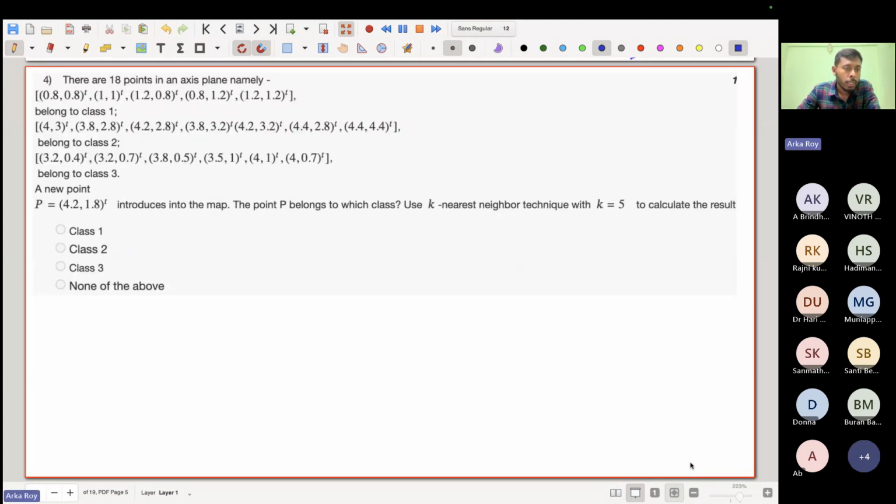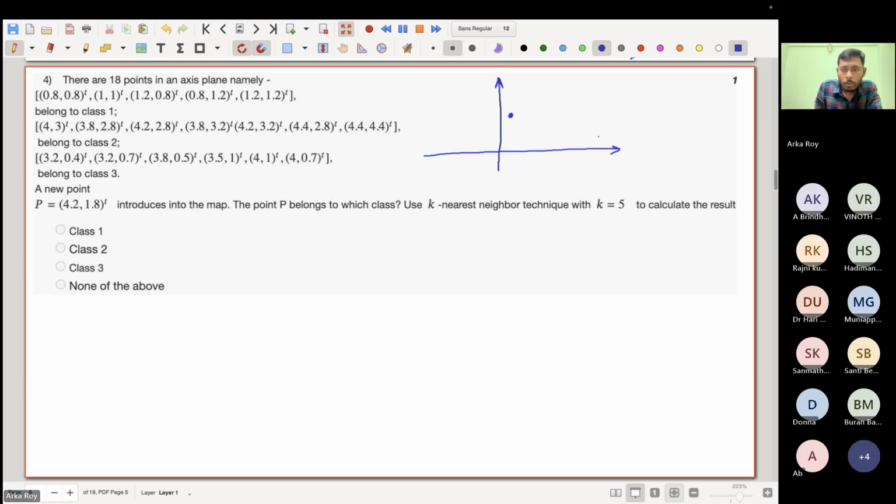Okay, the next question is: there are 18 points in an axis plane. Over here you can see that your axis plane is basically a two-dimensional axis plane, and the points have been given as 0.8, 0.8. That means in the x direction it is 0.8, in the y direction it is 0.8. So, for example, this particular point belongs in this region.